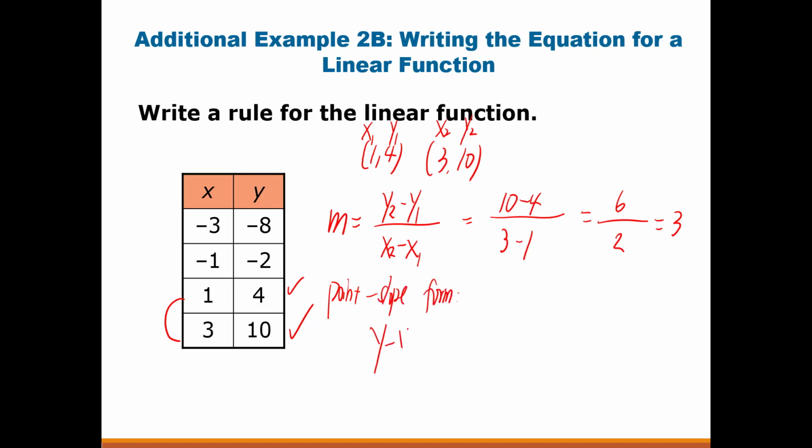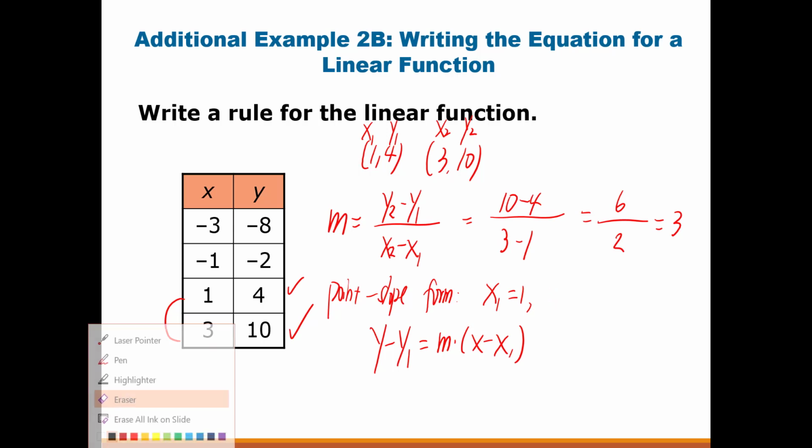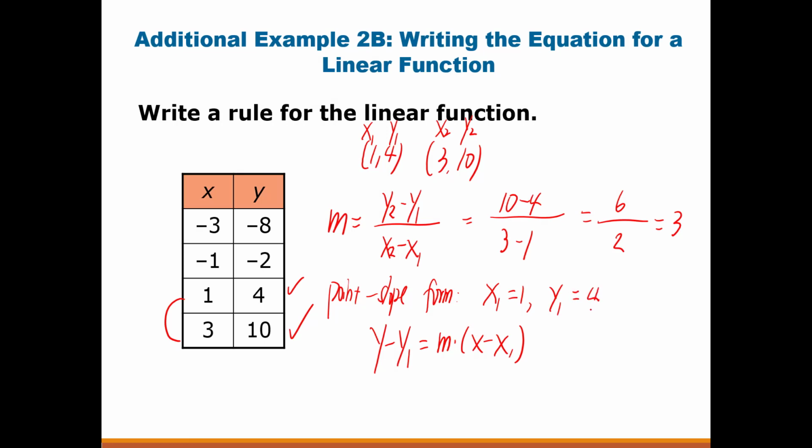Which is y minus y1 equals slope times x minus x1. Now we know x1, y1: x1 is 1, y1 is 4, and slope m is 3. Now replace all those 3 numbers in the point slope form. So y minus 4 equals slope 3 times x minus 1.